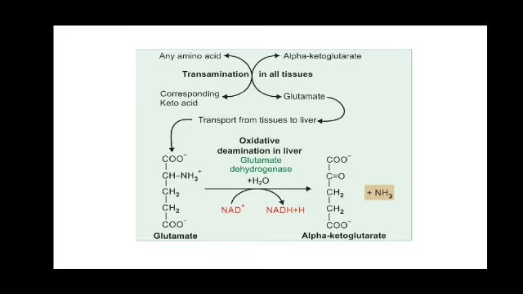So this is the reaction where glutamate gets converted to alpha ketoglutarate by the enzyme glutamate dehydrogenase, where NAD gets converted to NADH plus H plus with the help of water. So this is the example of oxidative deamination, which occurs in the liver.